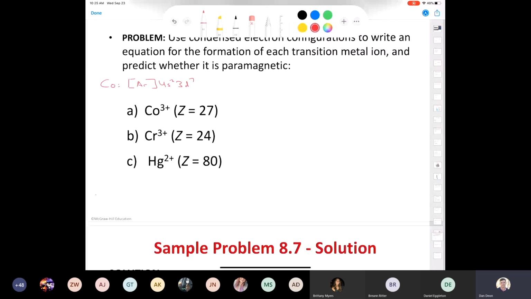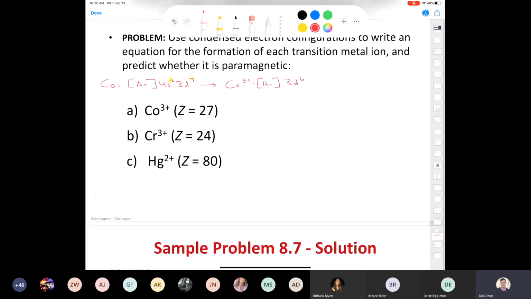Anyhow, when we form the cobalt 3+ ion, the cation, we need to lose 3 of those electrons. So we're still going to have argon, our core electrons. But which electrons are we removing here? That is the question. The first thing we're going to do is remove electrons with the highest principal quantum number. So the first ones we remove are the 4s electrons. There are only 2 of those, so we need to remove 1 more electron, and that's going to come from the 3d orbital. So what you're left with is argon, the core electrons, and then 3d6.